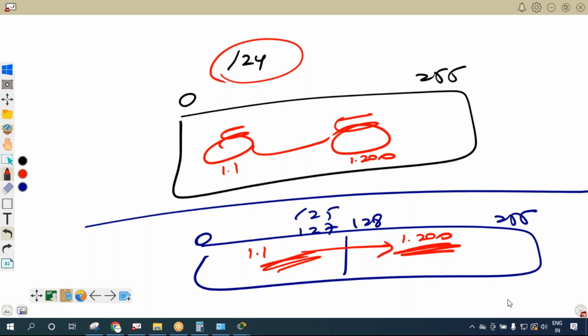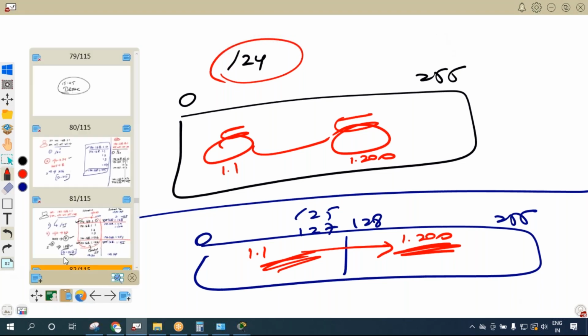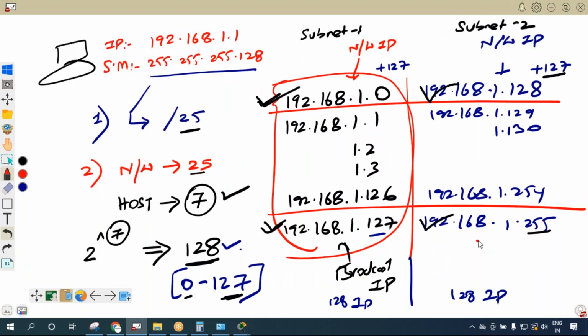How will we give 128 to 254 using subnet mask 128? So my dear friends, in this case, this is your network IP, 192.168.1.0/25. Two networks are created here. The first network will be known as 192.168.1.0/25, and this will be known as 192.168.1.128/25. It will be known like this.